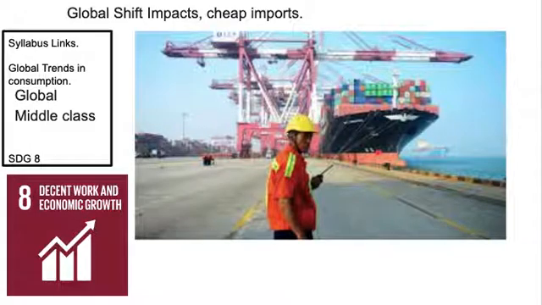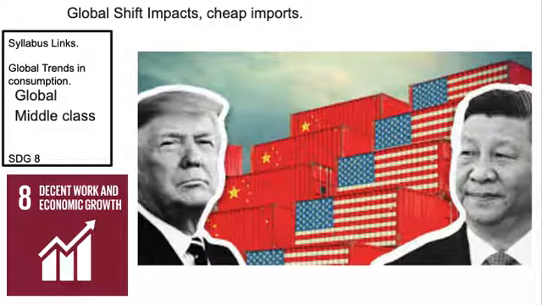So part of this global shift is also the growth of global infrastructure. This infrastructure, as we've seen in previous units, is most tightly focused around shipping. There are, of course, advantages and disadvantages.